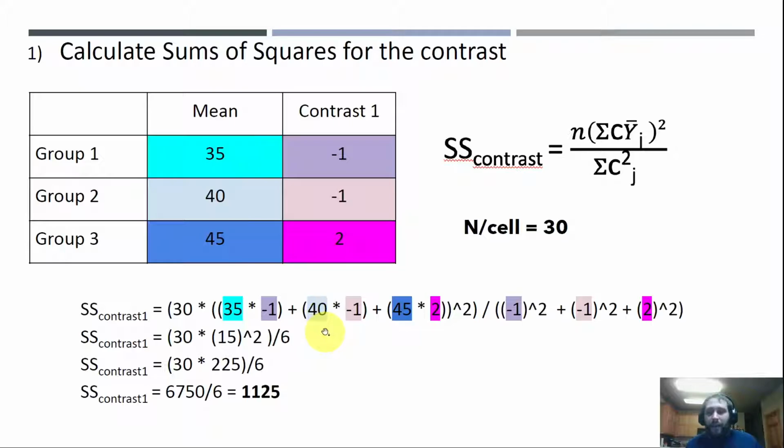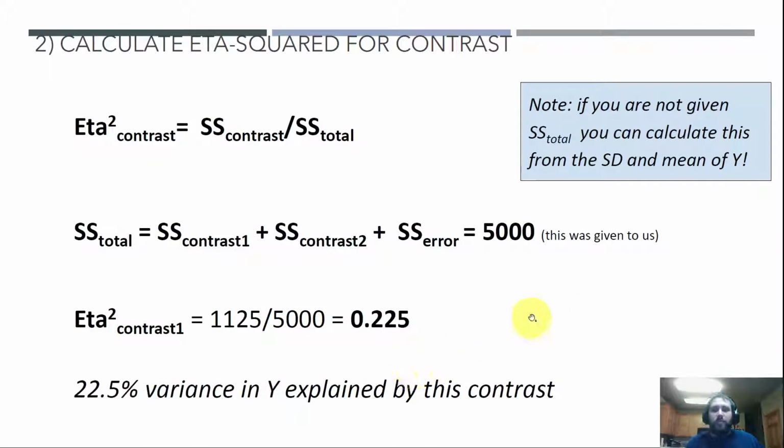Anyways, so we go ahead, we add up, we do all the calculations. I kind of went through the steps here, and then we get an SS contrast 1 of 1,125. So what do we do with that 1,125? Well, we can calculate the eta squared, which gives us a wealth of information. So in order to get the eta squared of the contrast, it's the SS contrast over the SS total.